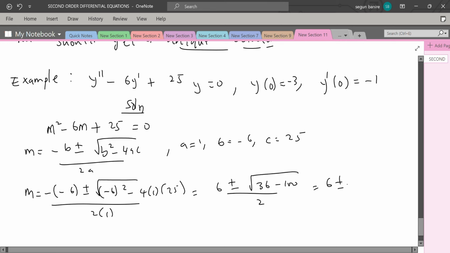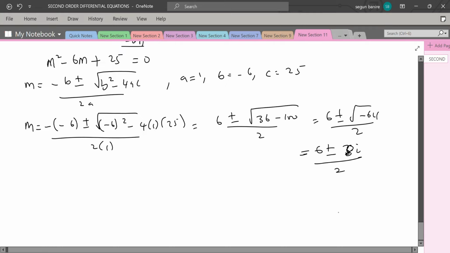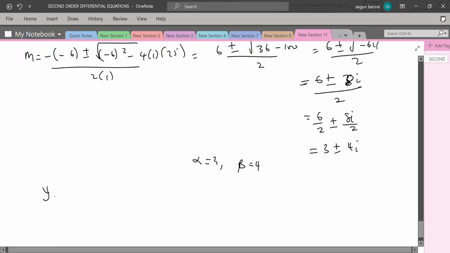So this gives us 6 plus or minus the square root of 36 minus 100, divided by 2. That gives us the square root of minus 64 divided by 2. So this will give you 8i divided by 2. You split that, so you get 6 over 2 plus or minus 8i over 2, which gives you 3 plus or minus 4i. So alpha is 3, beta is 4.